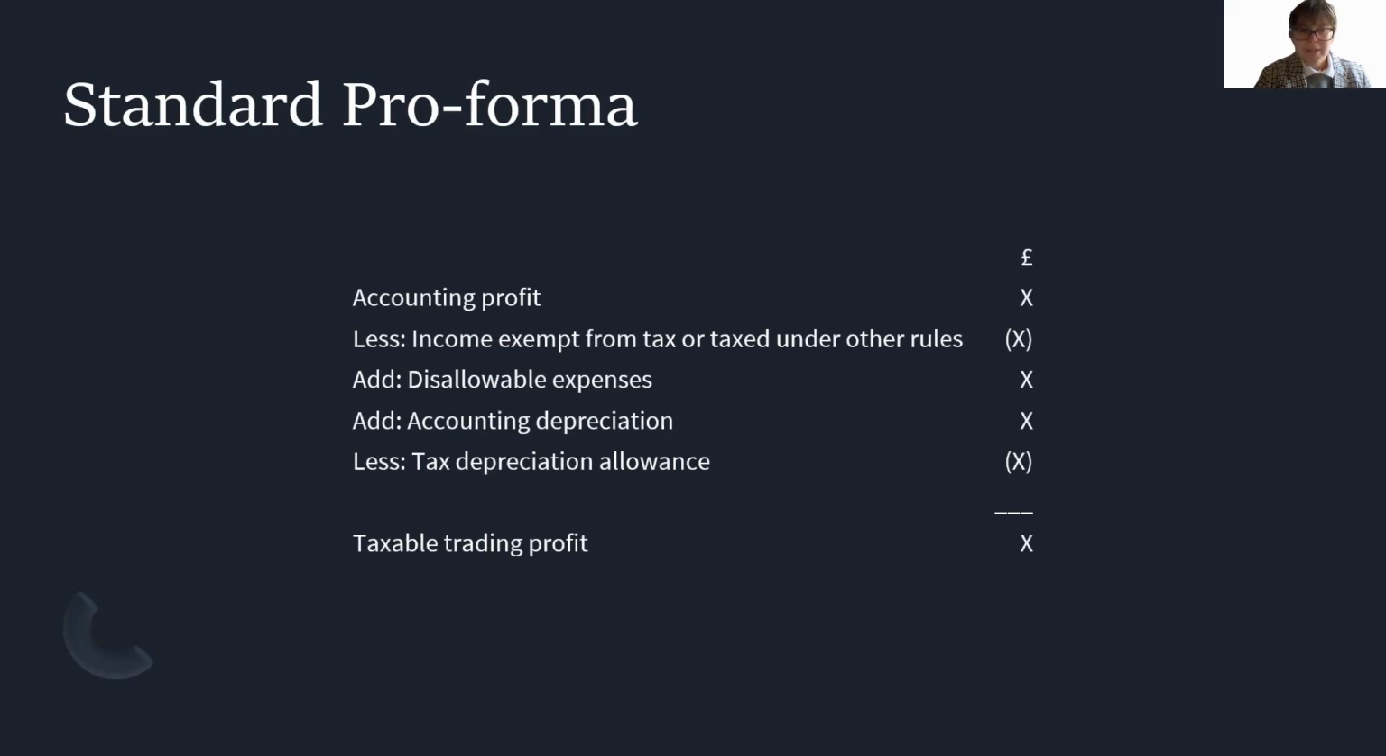So all we do is take our accounting profit, deduct our income exempt from tax or that of which is taxed under other rules. We add back any disallowable expenses and accounting depreciation, and we then deduct our tax depreciation allowance. This will then give us our taxable trading profit figure.